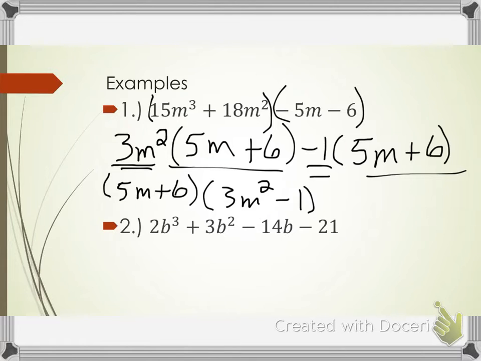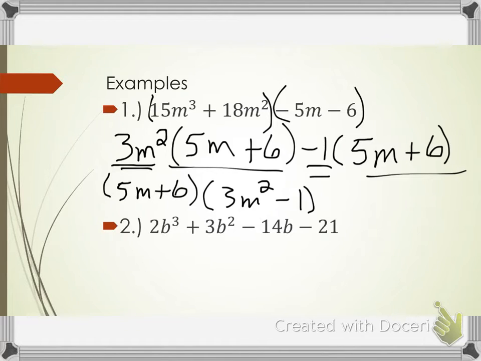Because, remember, we're factoring. 5m plus 6 times what would give me this mess? Times 3m squared, right? And then 5m plus 6 times what would give me this mess? Negative 1, right? So my first factor is what they have in common. My second factor is what's outside the parentheses. Everyone see that?